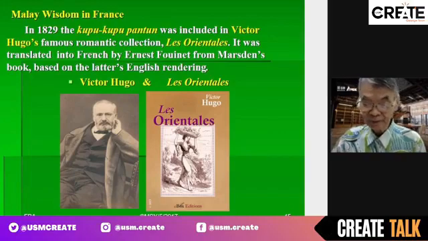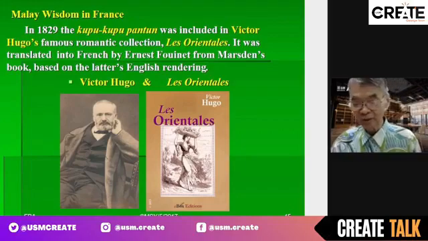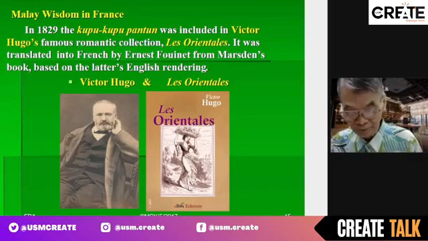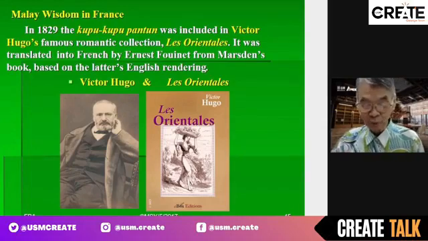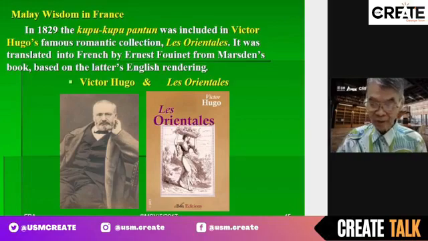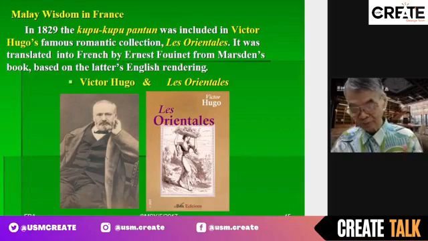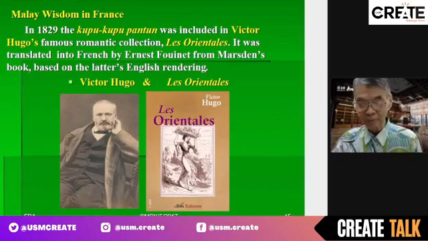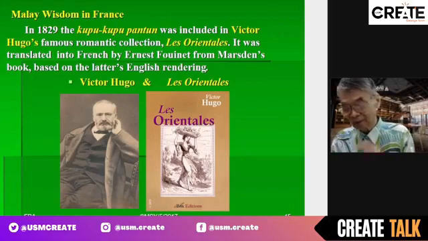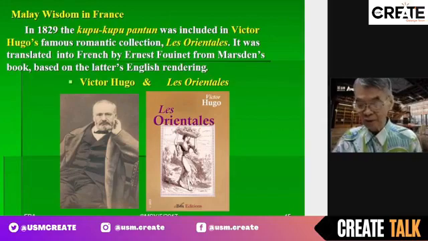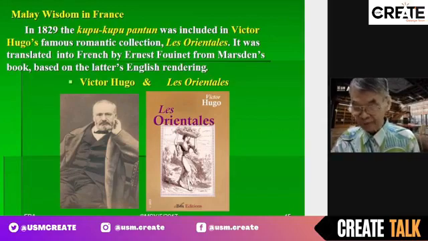He didn't translate it, he just put it in his collection. It was translated into French by Ernest Fournet, and Fournet got it from Marsden's book, based on Marsden's translation or English rendering. So here is our friend who has done a lot of service to Malay culture, specifically to Malay literature, and more specifically to Malay pantun. Yes, Victor Hugo. And he had it published in his collection, Les Orientales, on the right.